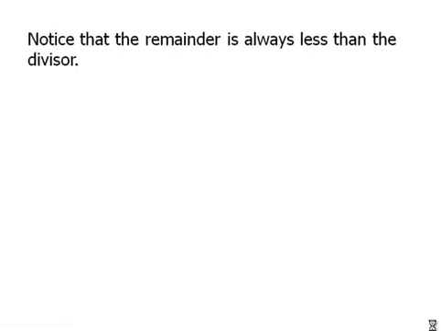Well, a few things to notice. First of all, notice that the remainder is always less than the divisor. The remainder has to be a non-negative number. It could be 0, could be positive, but it has to be less than the divisor. If it were greater than the divisor, the divisor could go into it one more time. So that's why it's always less than the divisor.